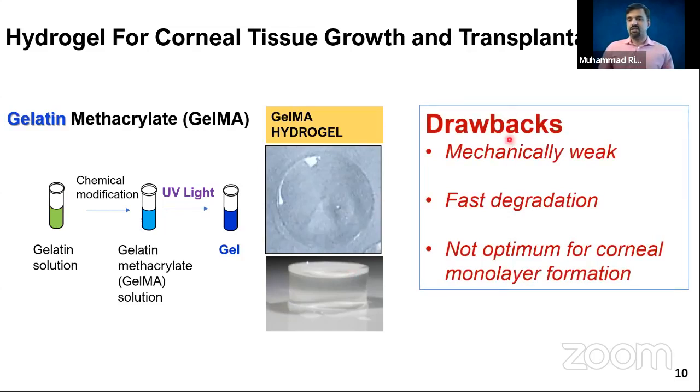The problem is that it is mechanically weak, especially when we make a thin film hydrogel. It really tends to break. When surgeons want to transplant it into the eye, it'll just break. And then it degrades really fast. So we want to slow down the degradation. And lastly, we want to further improve it so that when we put cells on this gel, they really like this gel, and we can grow a transplantable grade monolayer on it. So how did we solve these challenges?